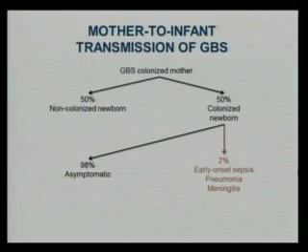So how does mom pass this to her baby? We don't really know, but we know that if a mother is colonized with GBS, she has a 50-50 chance of giving it to her baby, and then that baby will have a 2% chance of exhibiting symptoms of early onset sepsis, pneumonia, or meningitis.